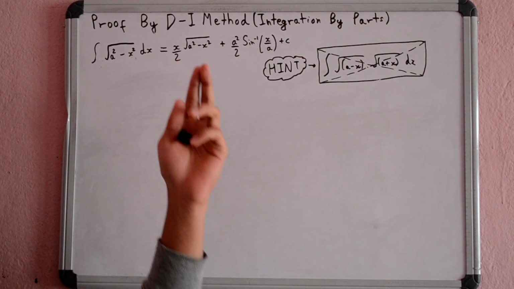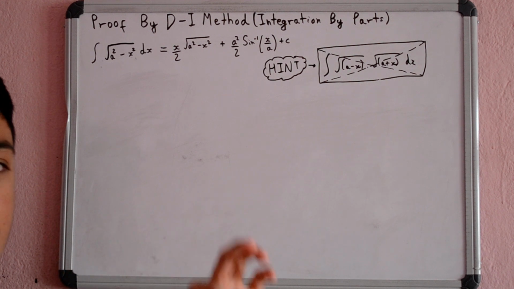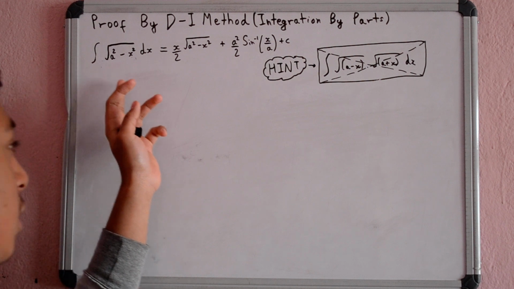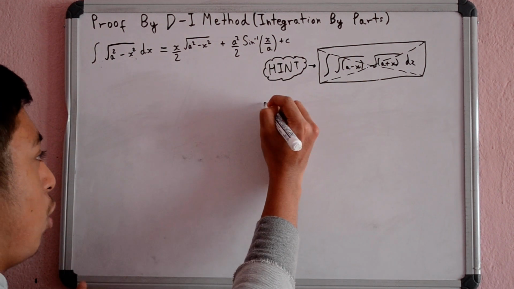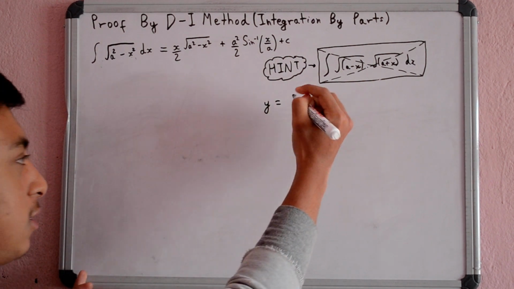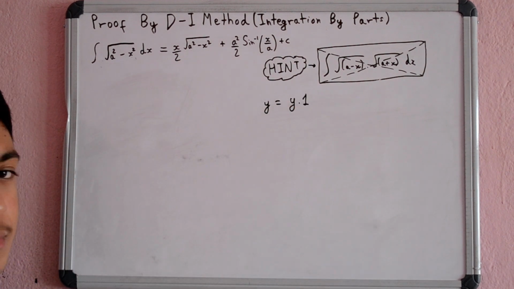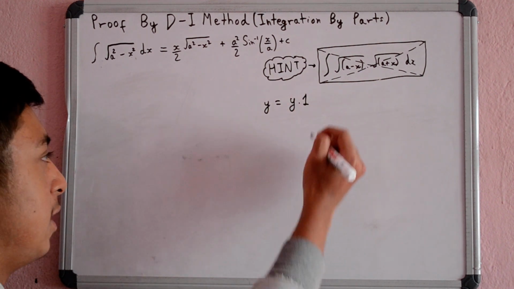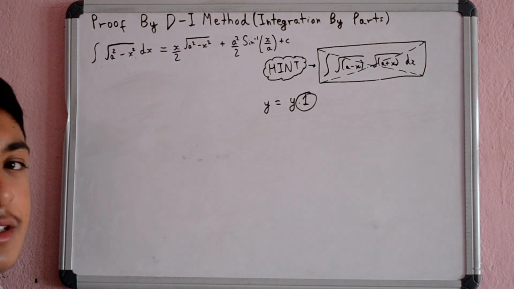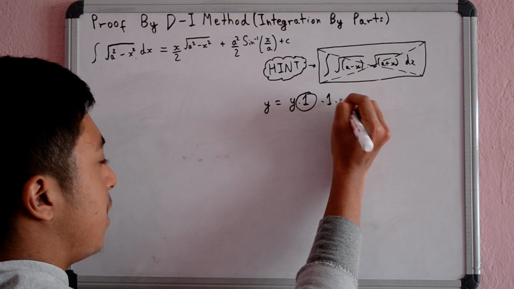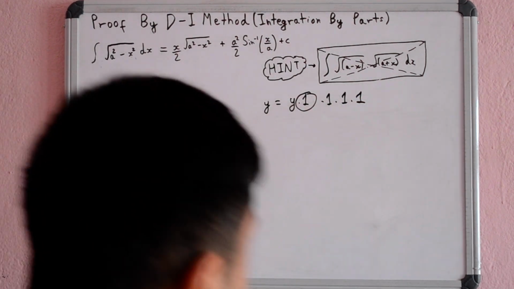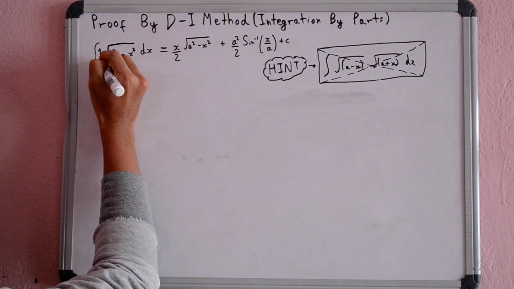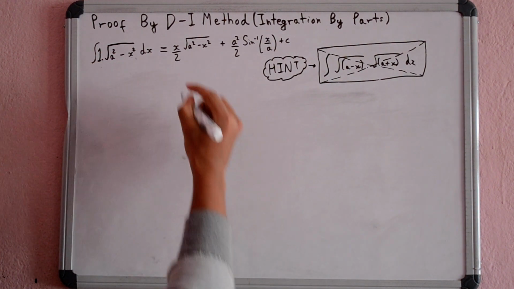Because for the DI method we need two terms. For one we need to differentiate, and for the other we need to integrate. But it's quite simple, because all you need to know is that y is just equal to y into 1. There's always another term lurking around, that is the multiplication of 1. In fact, there are infinitely many multiplications of 1, but for this, let's just multiply it by 1. And now we can use the DI method.